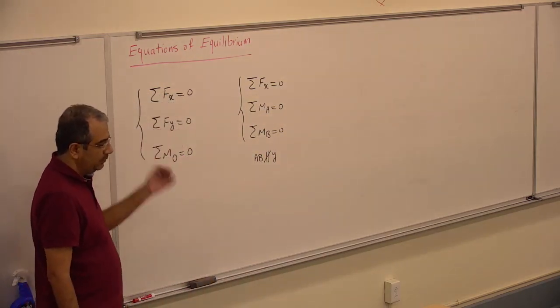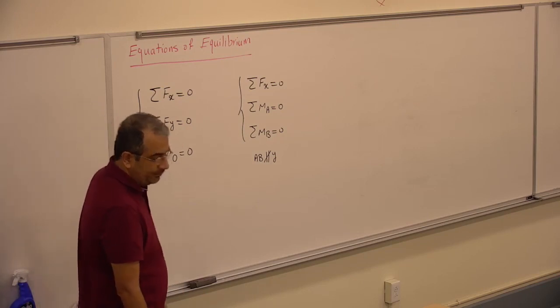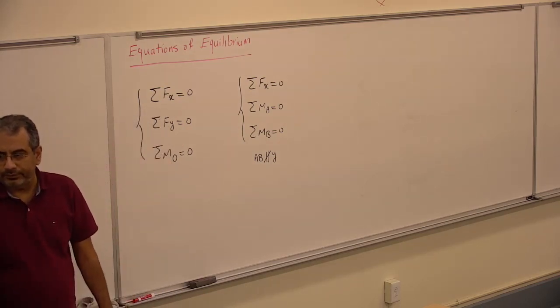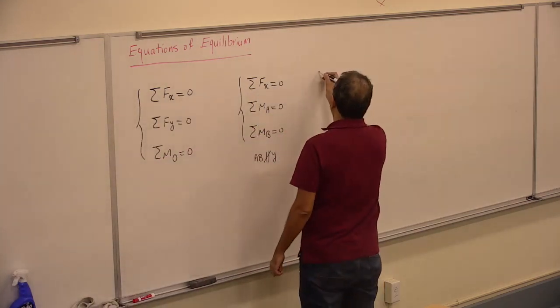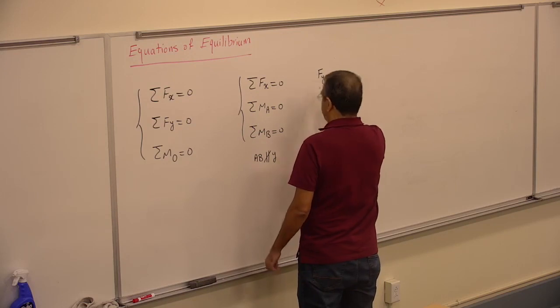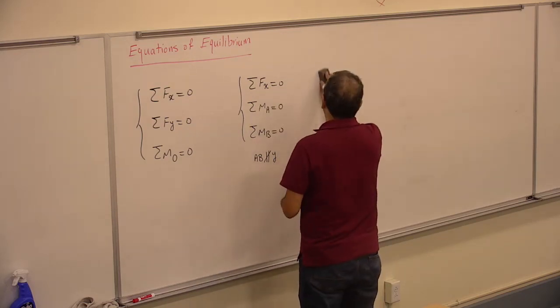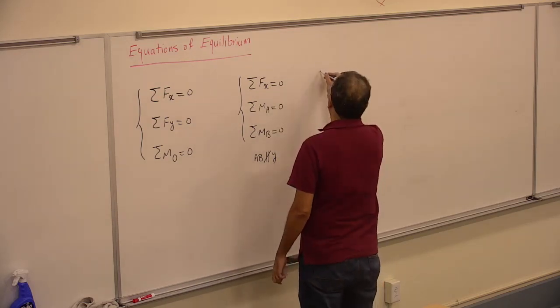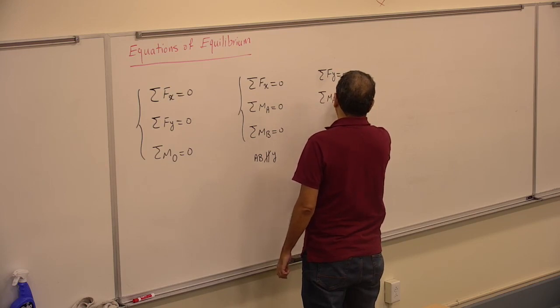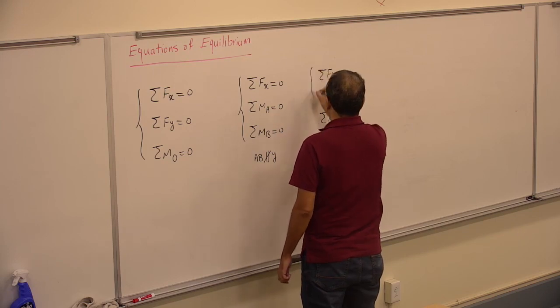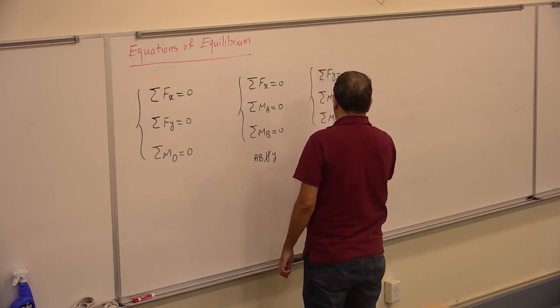AB should not be parallel with the Y. I can do it similarly: instead of that, I can write sigma Fy is 0, and then replace sigma Fx with the moment. Sigma M about point B is 0. Again, the only condition is that AB should not be parallel to X.